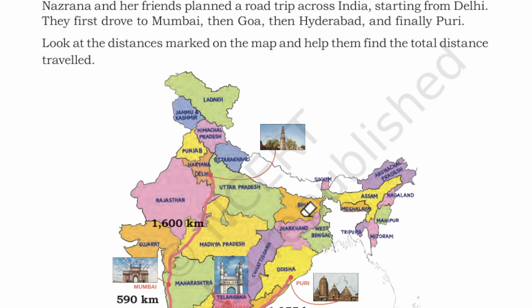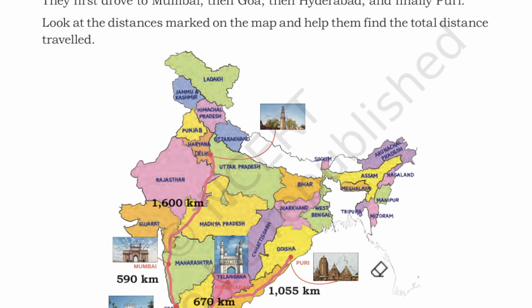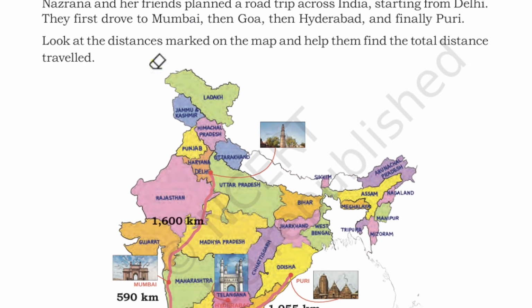So next one. The Great Indian Road Trip. So this one is the Great Indian Road Trip. Nazara and her friends planned a road trip across India. Starting from Delhi, they first drove to Mumbai, then Goa, then Hyderabad, and finally Puri. Look at the distance marked on the map and help them to find the total distance traveled.